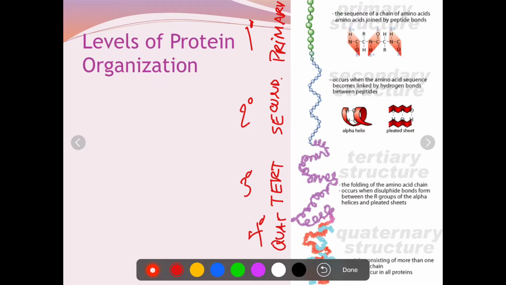So if we take a look up here, maybe if I can unwind this, there we go. Right? So I've got a string of beads. Each one of these beads represents a different amino acid. They're all strung together with that backbone of nitrogen, carbon, carbon repeating. But it's the sequence here that is going to dictate the primary structure.